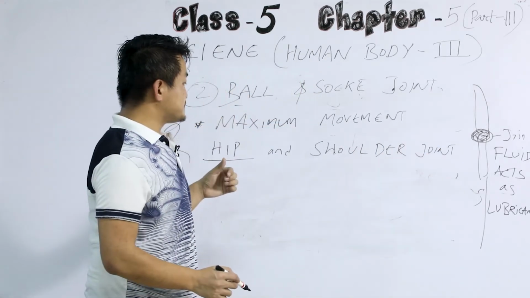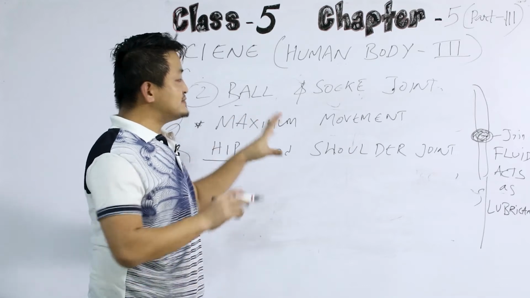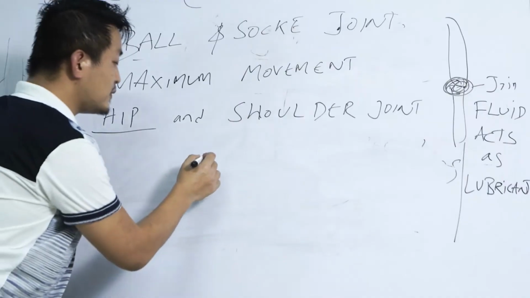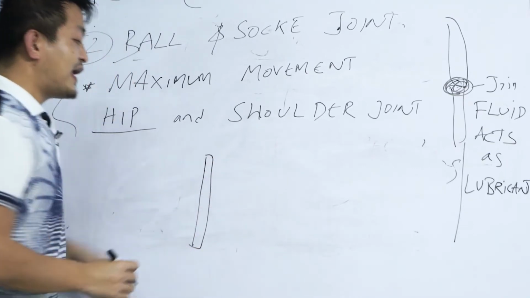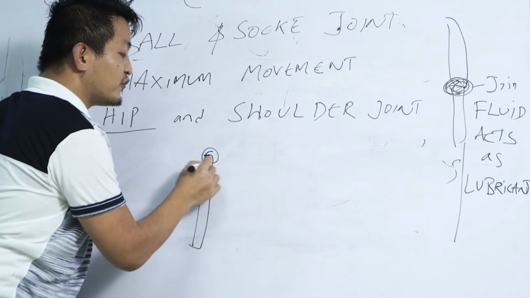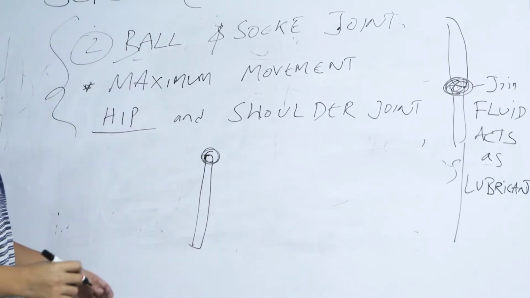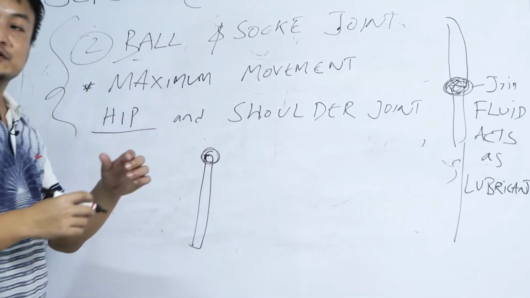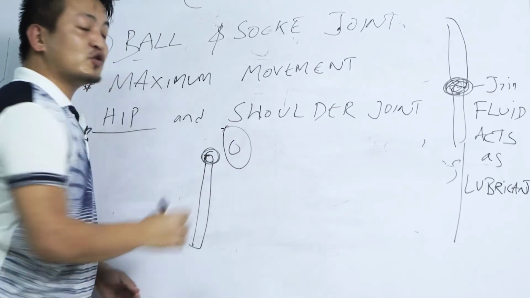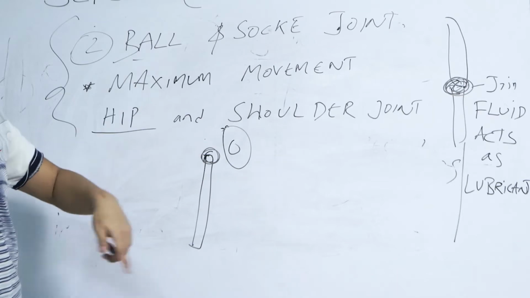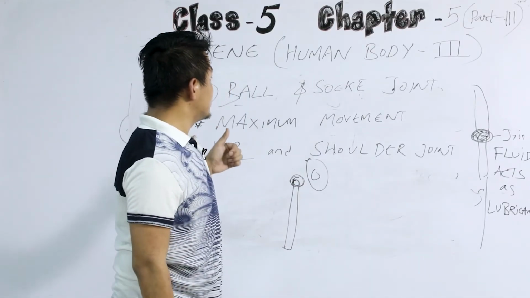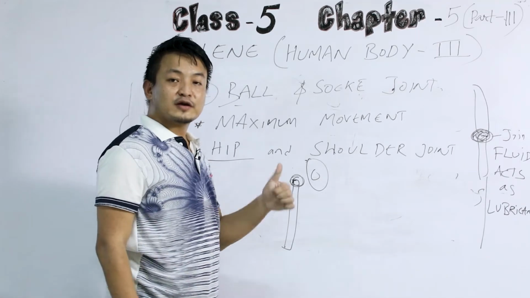Now, why is maximum movement allowed here? Because, like I have said, the end of one bone is in the shape of a ball, and then it is attached to the hip through a socket. That's why it can twist.